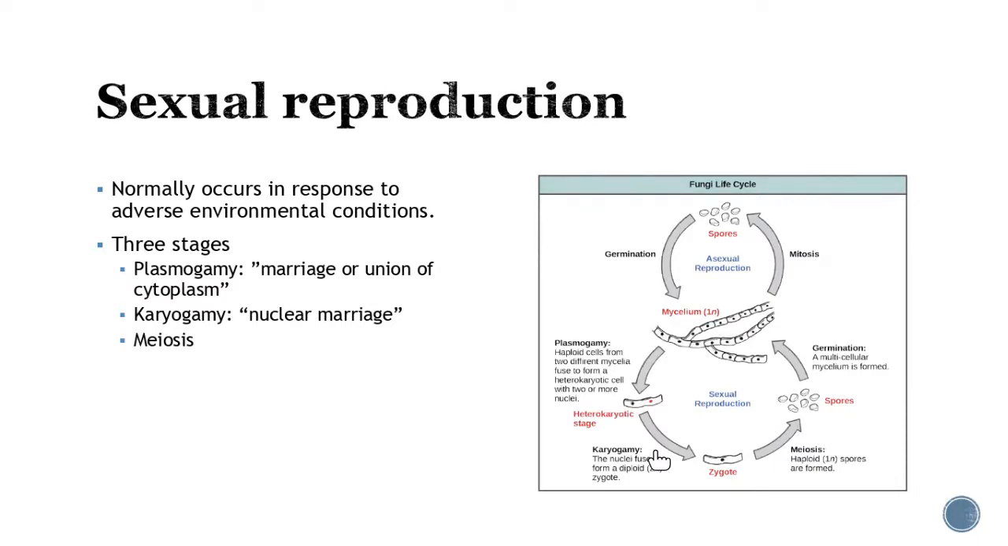Now, if you're going through sexual reproduction, and remember it's a combination of 2 haploid cells to make a diploid. So plasmogamy is when you have 2 haploid cells from 2 different mycelia. So here's one, and then you're going to have a different one. They're going to come together, and they're just going to kind of fuse. So at this point, the cell has 2 nuclei. Now next is called karyogamy, nuclear marriage. So what happens is these 2 nuclei fuse together. Boom, so now we're at 2N, and now we have the initial zygote.